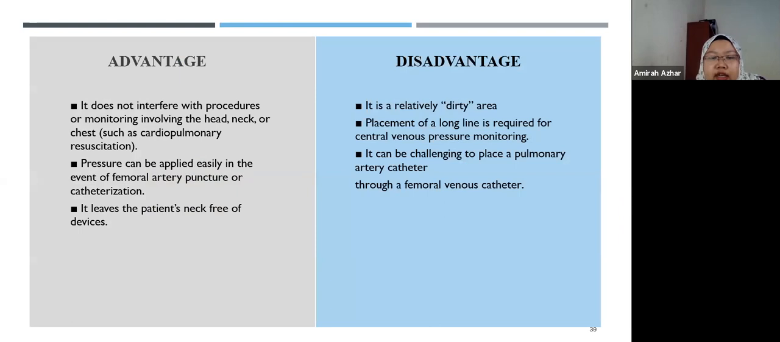Okay, next. The advantage of the femoral vein is, first, it does not interfere with procedures located at your neck or your head, and it leaves the patient's neck free of devices. The disadvantage of the femoral vein is that the patient is a child, so it is a relatively dirty area, and it can be challenging to place a pulmonary artery catheter through a femoral venous catheter.